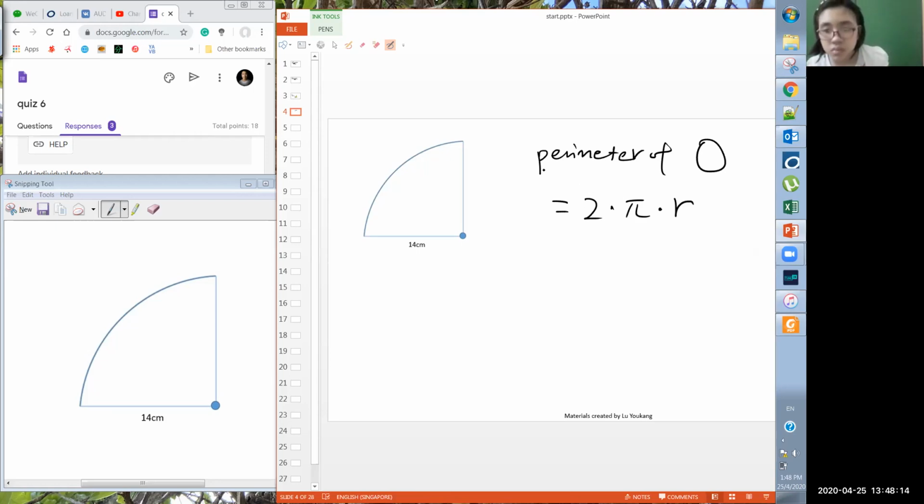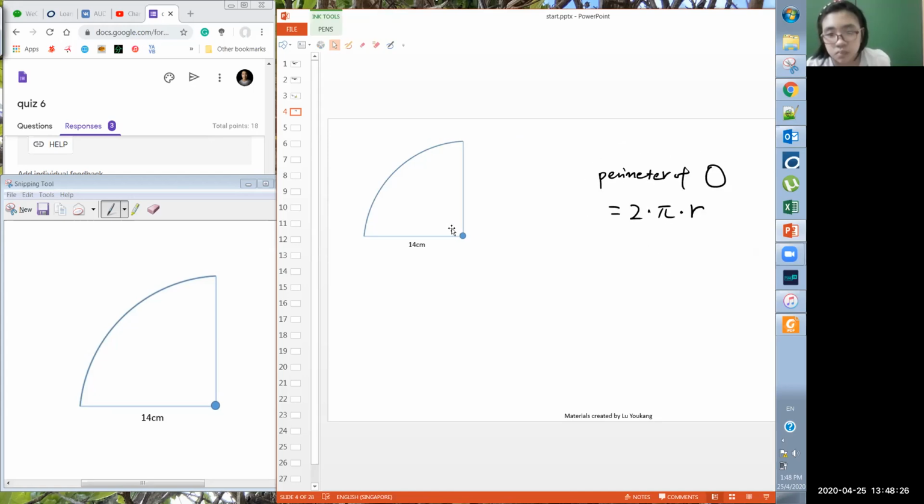So this is for the perimeter of a circle, right? Is this a circle? No, that's a quarter. So your perimeter of the circle is 2 times pi. I use 22/7, right? The question says so. So r is 14. This will give you 22 cm. So 22 cm is for the entire circle, right?